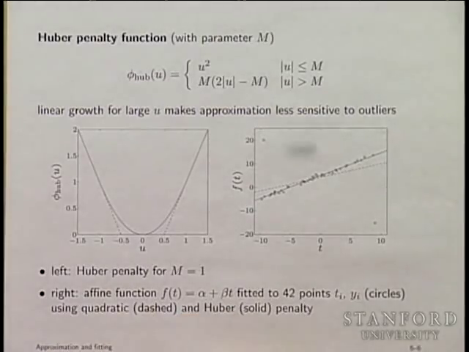I'm not sure if the point was heard, but we heard from some of our statisticians that you could choose M, of course, by cross-validation. Which is true. We'll get to some of that.